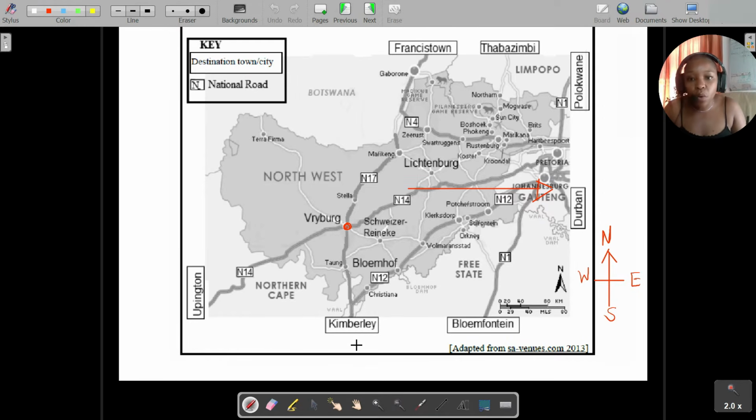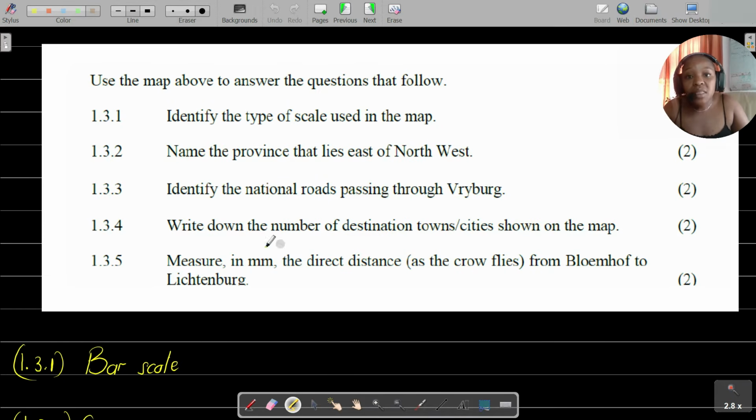So obviously, you're not going to go there and count Terra Firma, Taung, Christiana. No, we're not going to count that. We're going to use the key to help guide us in determining what the destination towns or cities are. Okay, so the destination towns or cities indicated on the map are Francistown 1, Tabazimbi 2, Polokwane 3, Durban 4, Bloemfontein 5, Kimberley 6, Upington 7. So the destination towns or cities shown on the map are just 7.